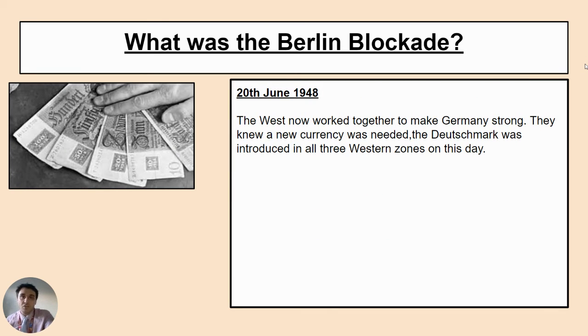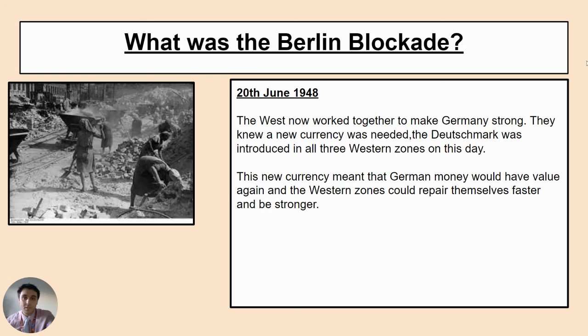The 20th of June 1948, and the West now worked together to make Germany strong. They knew a new currency was needed. The Deutschmark was introduced to all three Western zones on this day. What happened? Again, the German money had value again. The Western zones could repair themselves faster and be stronger. West Germany was now rebuilding at an impressive rate. Marshall aid was also pumping a lot of money into these areas.